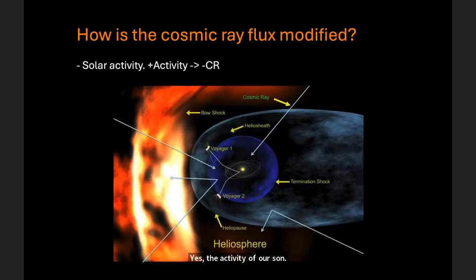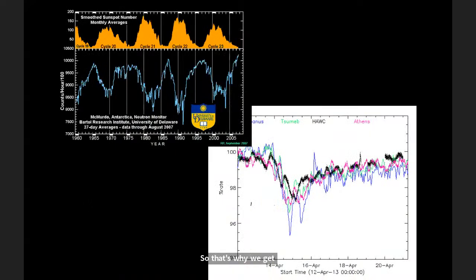When the activity of our sun increases, the number of cosmic rays that reaches us is less. Why? Because when the activity of the sun increases, it sends a lot of particles, a lot of solar mass, into space, and that works like a shelter. So that's why we get less, right? And that's how we measure. We know pretty much about that.